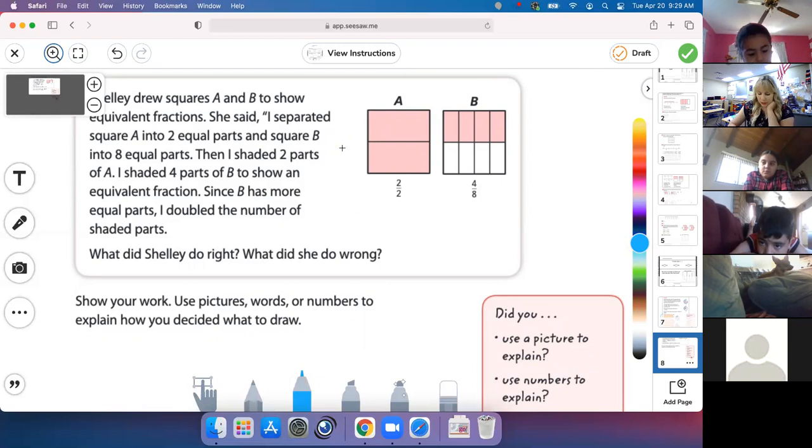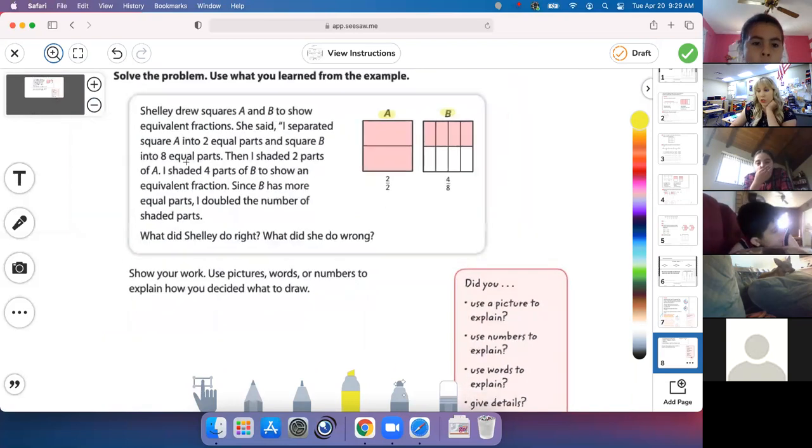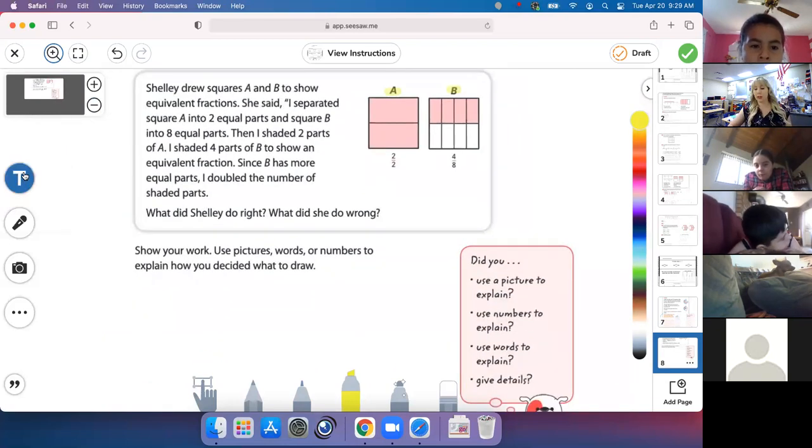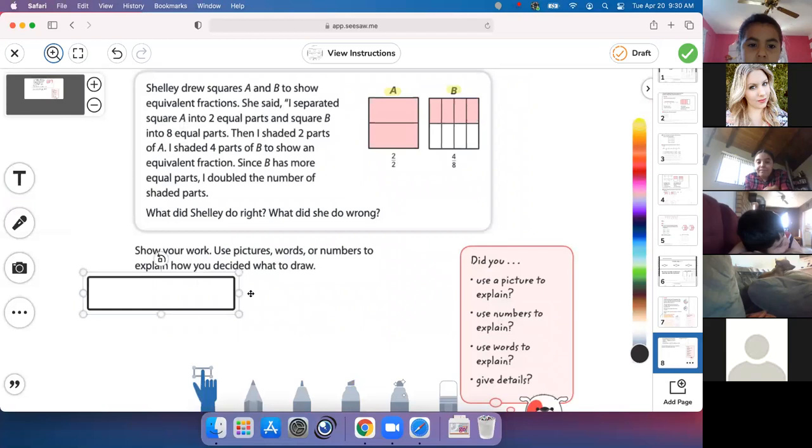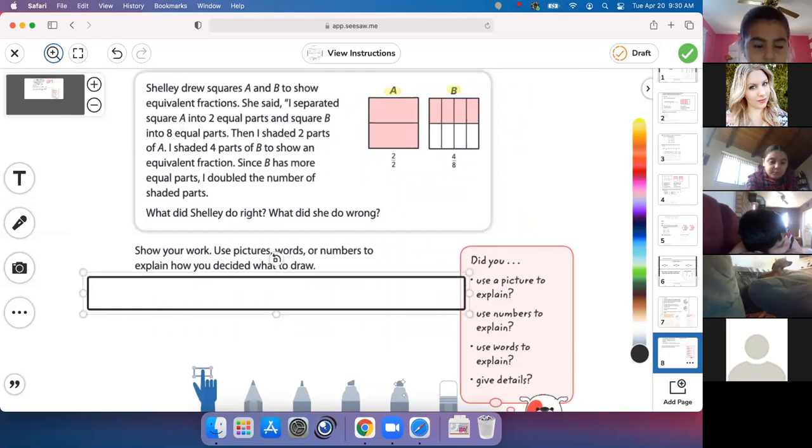All right. So now let's start answering this question. She says that A and B are equal. So I want you to think, is she correct or incorrect? So we're going to start with, oops, my camera went off, sorry.